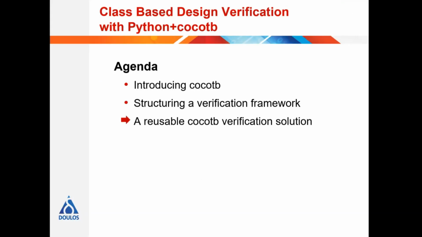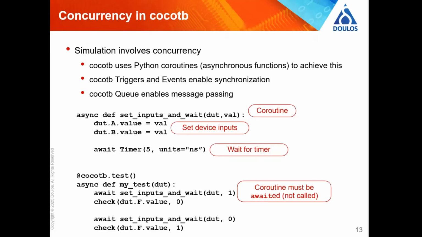So I'm now going to talk a little bit about a proposed reusable Cocotb verification solution. So how does it solve concurrency? Well, concurrency in Cocotb is managed using Python coroutines, which are built-in asynchronous functions. I don't mean the functions are built in, I mean the mechanism is built into Python. And then it also uses triggers and events, which are additional classes that Cocotb adds to Python in order to enable synchronization between different threads. And there's a queue for message passing. So that's basically a FIFO, and it enables us to write in at one end and read out at the other.